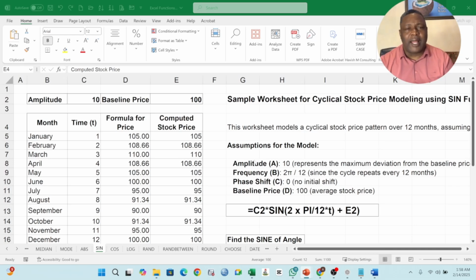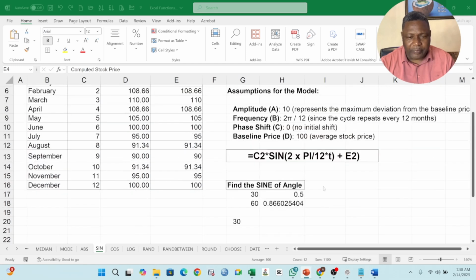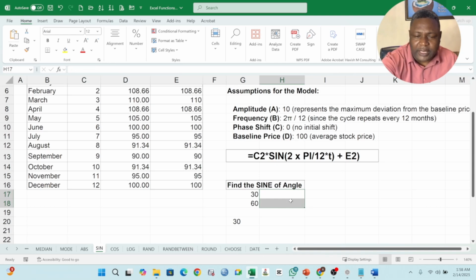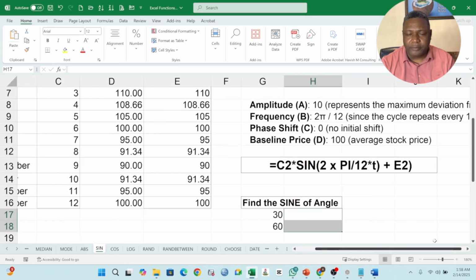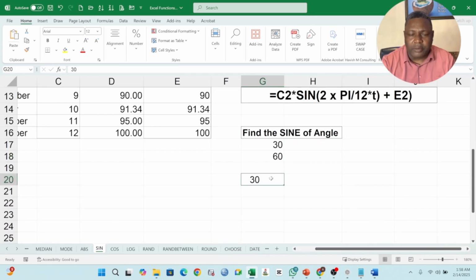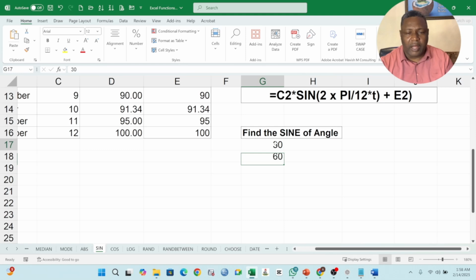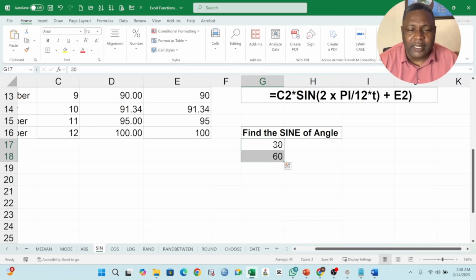So now in our Excel worksheet, we have the example here, where we want to get the sine of angle 30 and angle 60. Angle 30, angle 60. So these are already in degrees. And before you can get the sine of the angle, you have to get the radians.